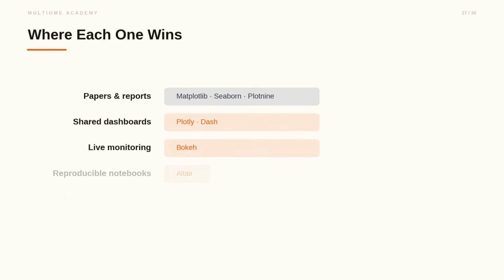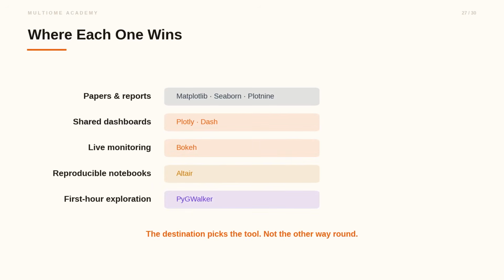In practice, the split is clean. Matplotlib, Seaborn, and Plotnine produce the panels that go into papers. Plotly and Dash give a small team a shareable application without a front-end engineer. Bokeh handles live monitoring. Altair keeps notebooks readable, and PyGWalker is for the first hour with new data.